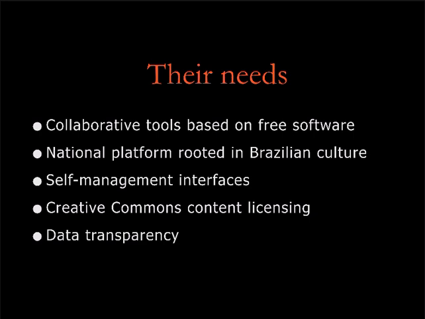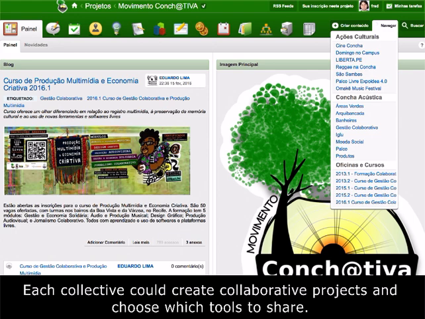They wanted to have self-management interfaces because they want to self-manage themselves, and they wanted to have everything Creative Commons with a lot of data transparency. One of the first digital culture movement projects was Movimento Conchativa. They are basically managing one big concert hall of this university that the university wasn't using, so they handed it to cultural producers and activists, and they started to organize events, offer courses, and basically make the community around the place alive.